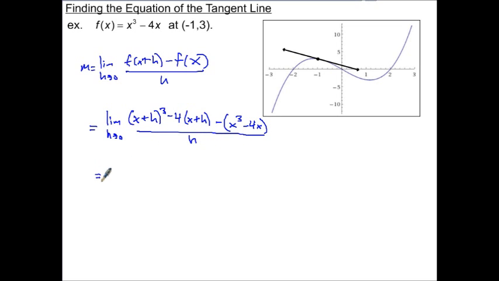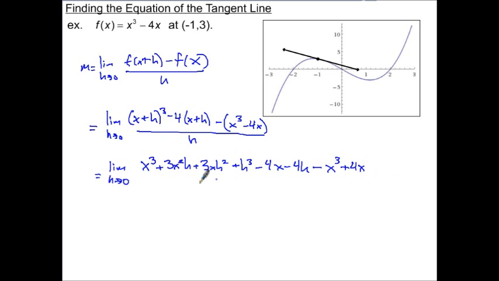Now I'm sure you don't want to watch me FOIL this thing a whole bunch, so I won't go through that painful process. At least not on here; if you want to see it in class, I'll be happy to explain. But if I FOIL out x plus h quantity cubed, I'll eventually get x to the third plus 3x squared h plus 3xh squared plus h to the third, and then distributing the 4 gives me a minus 4x minus 4h. And then I've got the negative sign in front of that, so I get negative x to the third plus 4x. That's a big nasty mess, but that's what we have. This is all over h.